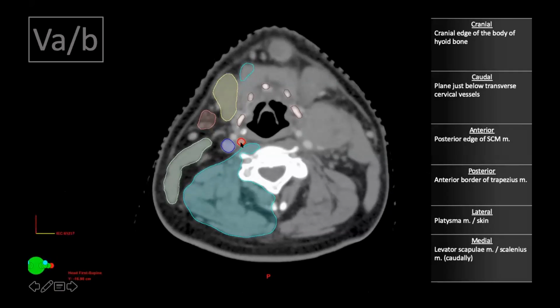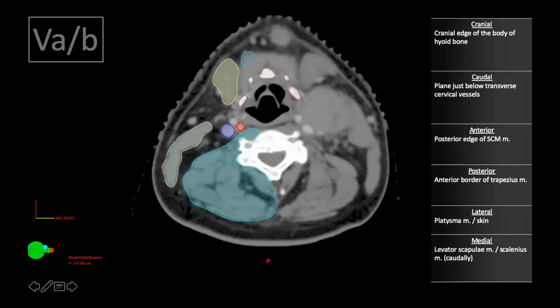So again, it starts at the cranial edge of the body of the hyoid. So this is the hyoid bone. So over here, your level 5 starts posterior to the sternocleidomastoid. Till now, we were seeing this space. So it's this space behind the sternocleidomastoid. So between the sternocleidomastoid and the trapezius, this muscle is the trapezius. And this is the trapezius on the opposite side. So this space here.